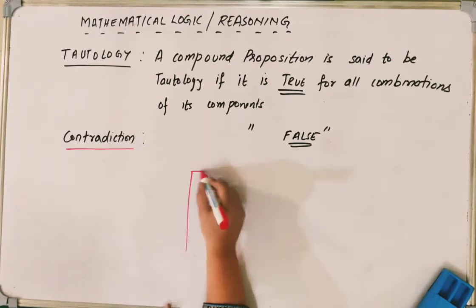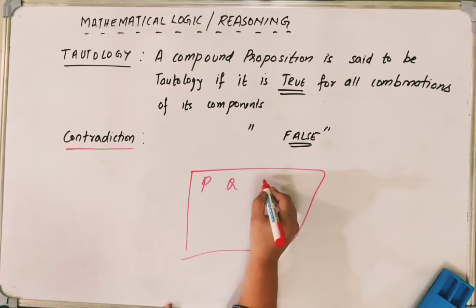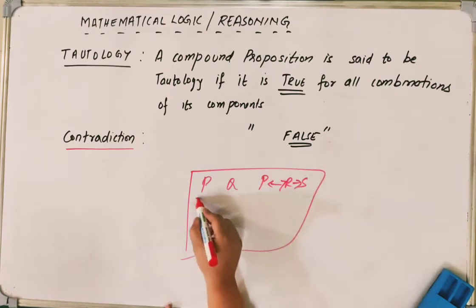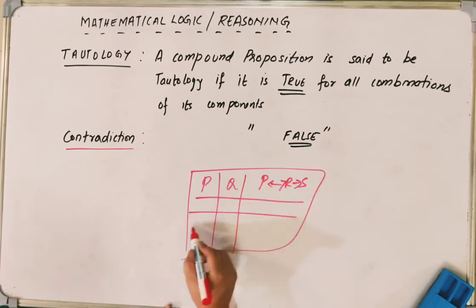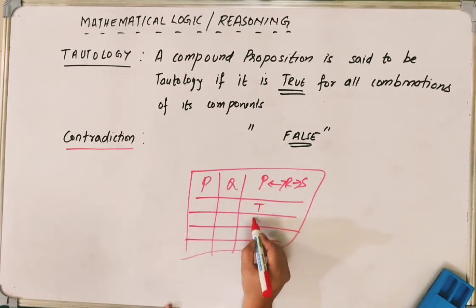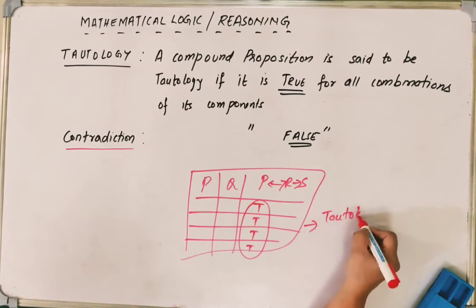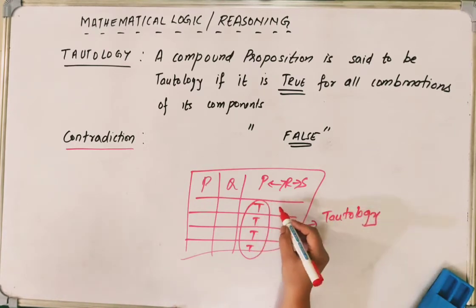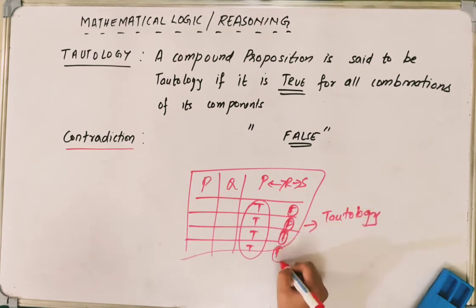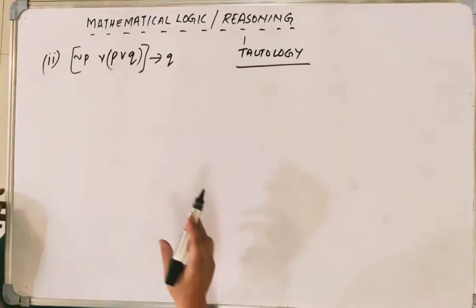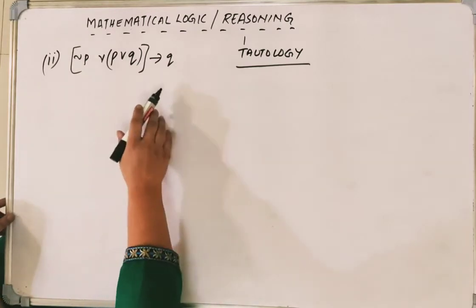Say, for example, we have P, Q and some expression. If all the truth combinations are true, true, true, then this is called a tautology. Similarly, instead of all being true, if all are false, then it's called a contradiction. So let's go over examples. Let's take an example and see if this is going to be a tautology or not.